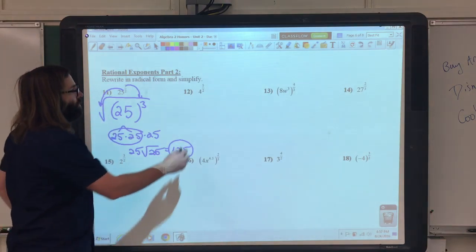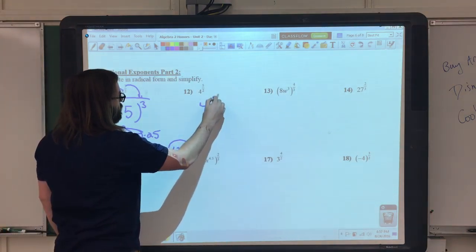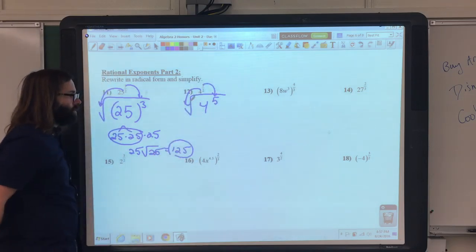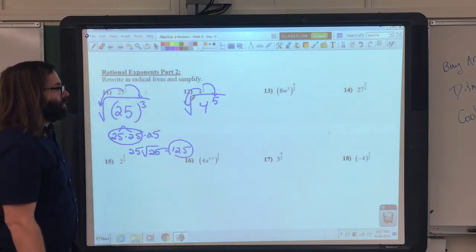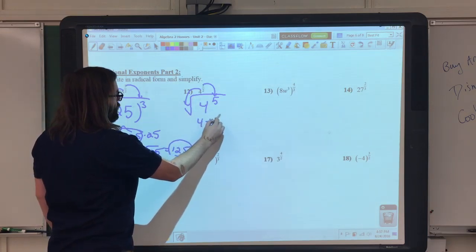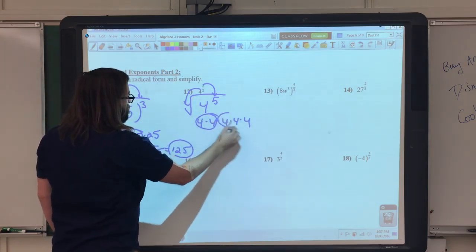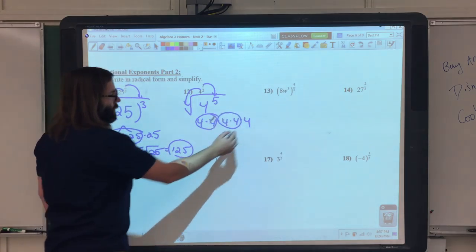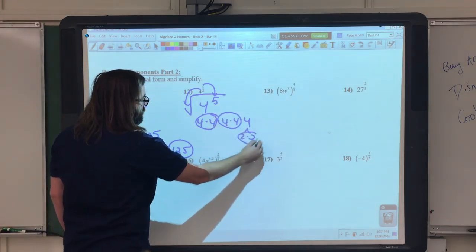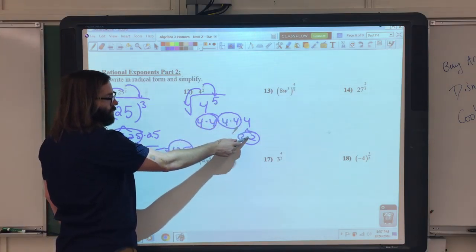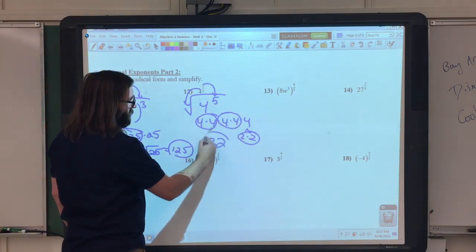Let's check out number 12. This is 4 fifths to the square root. Okay, this is really 4 times 4 times 4 times 4 times 4, and this guy is 2 times 2. So we have 4 times 4 is 16, times 2, 32.